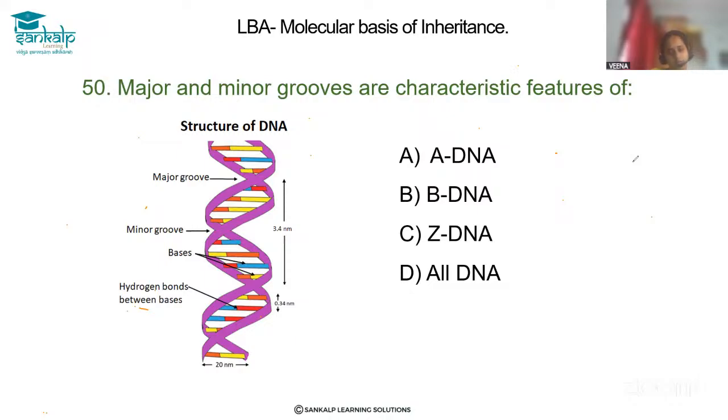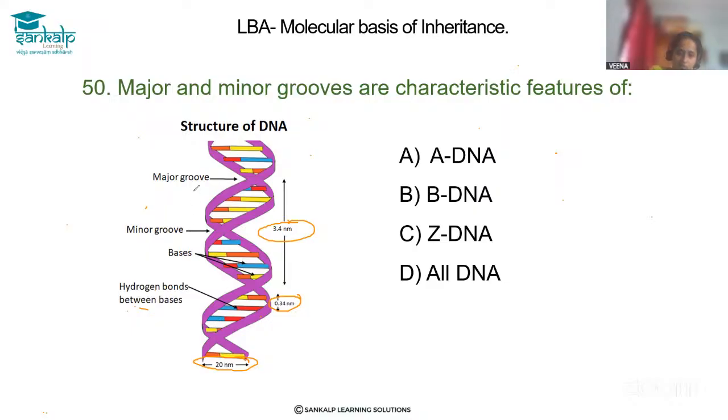Let's solve question 50. Major and minor grooves are characteristic features of... So dear students, you have already studied the structure of B-DNA, that is human DNA, right? You know the structure of B-DNA: each turn is 3.4 nanometer, the distance between adjacent base pairs is 0.34 nanometer, and 20 angstrom is the diameter of the DNA.